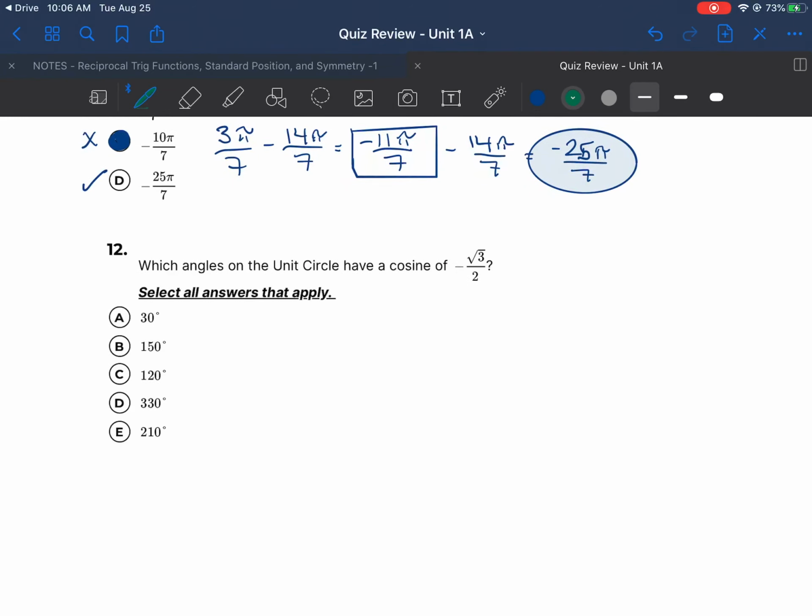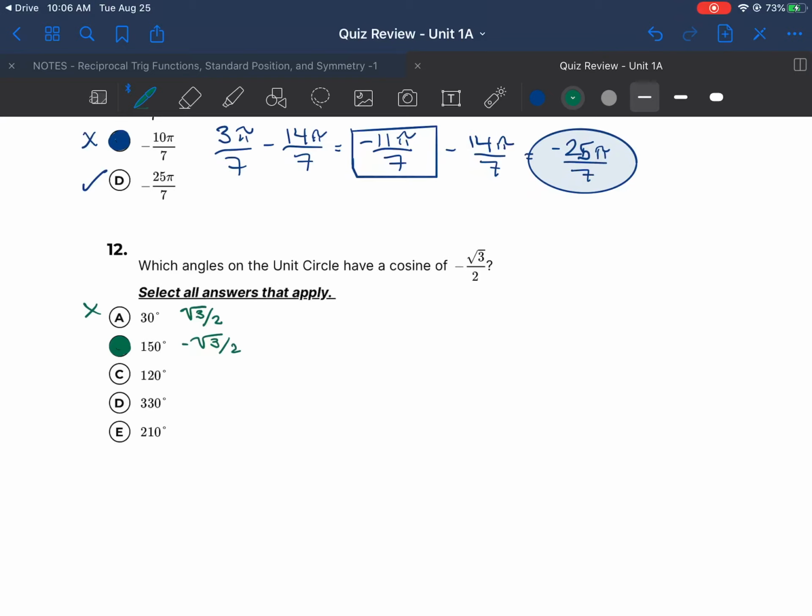Number 12. Which angles on the unit circle have a cosine of negative square root of 3 over 2? Notice it says which angles, and it says select all that apply, so there could be multiple angles. Well, let's take each one of these angles and figure out what their cosines are. So the cosine of 30 degrees is square root of 3 over 2. But we want negative square root of 3 over 2, so that's not going to cut it. The cosine of 150 degrees is negative square root of 3 over 2. So we know this one's going to work.